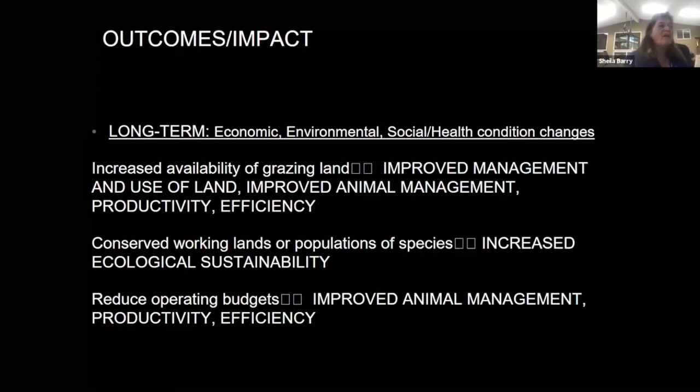And then finally, reduced operating budgets, which impacts both the ranchers as well as the agencies who are using these lands. And that, I would say, is a much harder outcome to document, but I have been able to document it in terms of budgets. Change in budgets over time has been one strategy to document that.